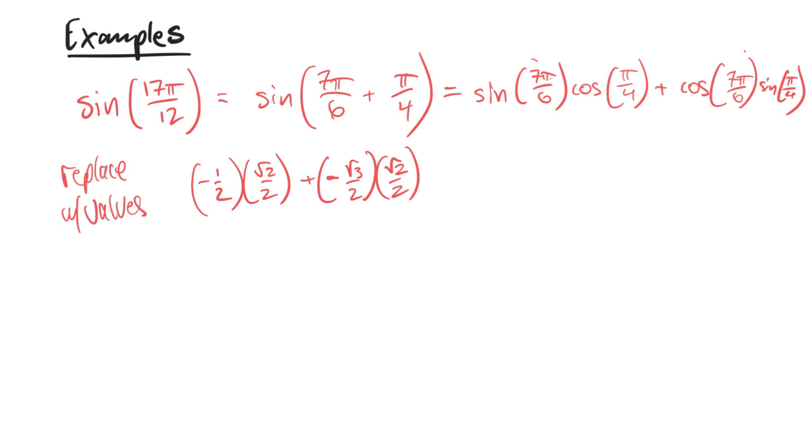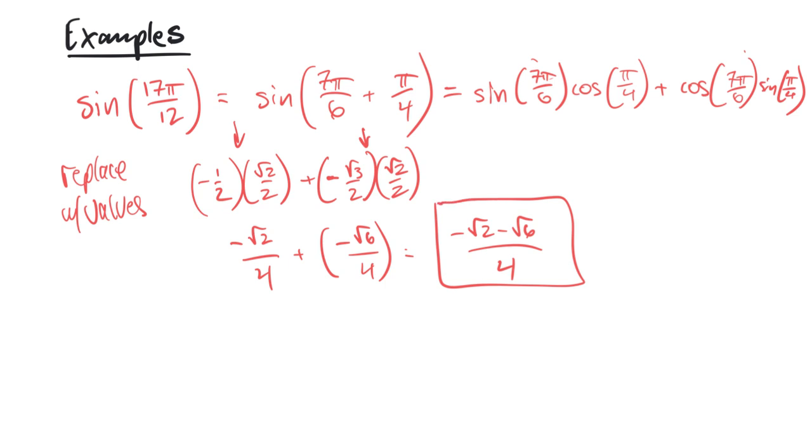Okay, multiply these together, and I get negative radical 2 over 4. Multiply these together, and I get negative radical 6 over 4. And then we just add them together. I get negative 2 minus radical 6 over 4. Final answer right there. And we don't have to simplify. This is a mathematically accurate answer. If you're asked to give an approximation or round, then you would use your calculator and get decimals.